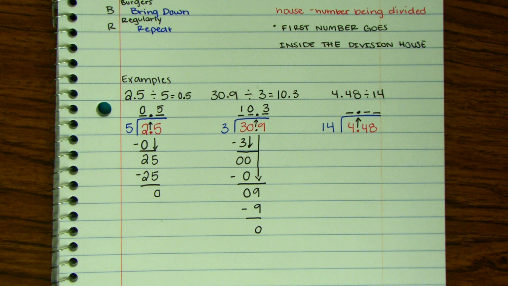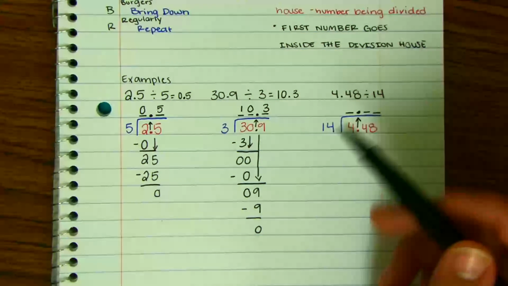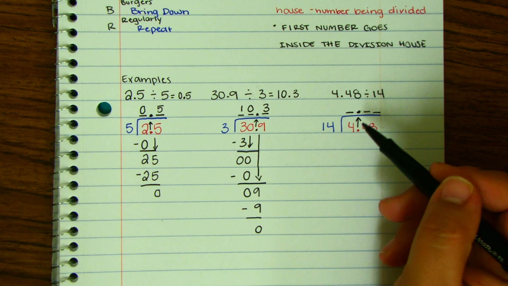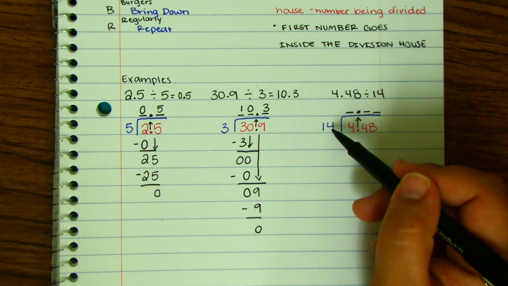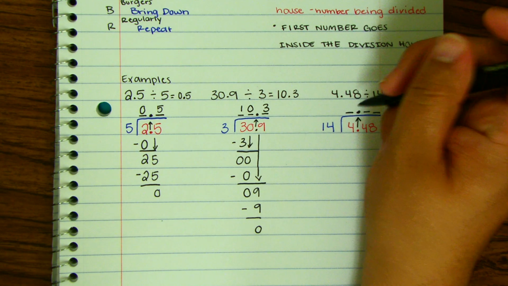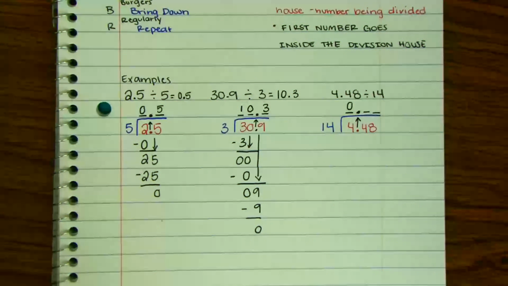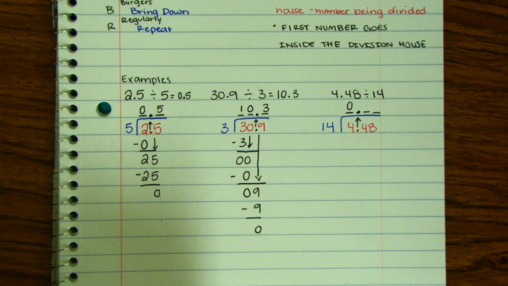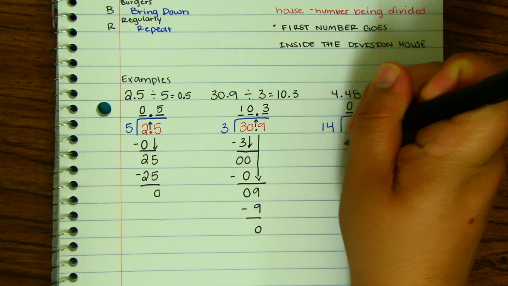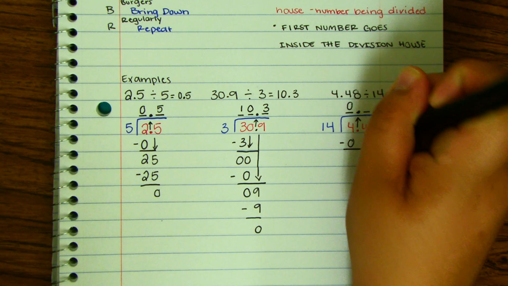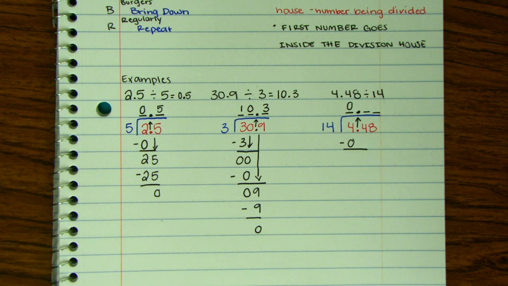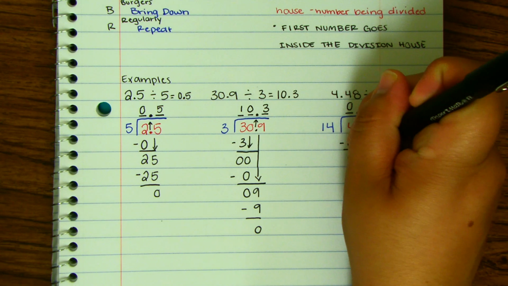We are going to see if 14 can go into the number 4. And because 4 is smaller than 14, I know that this number above 4 should be 0 because I need to get some more numbers down. So 14 times 0 is 0. I do my next step, which is subtracting. 4 minus 0 is still 4.